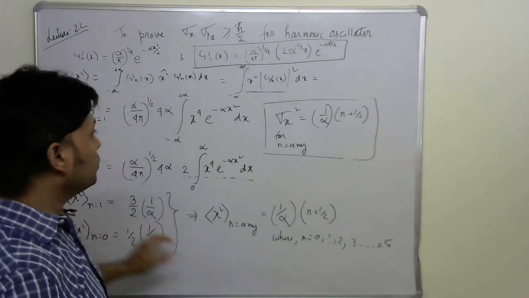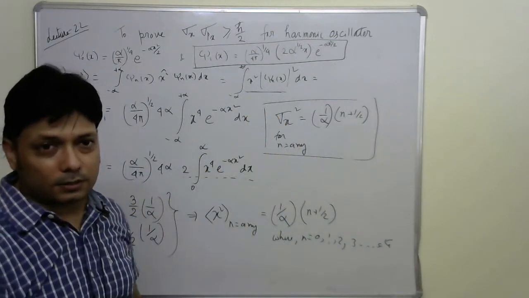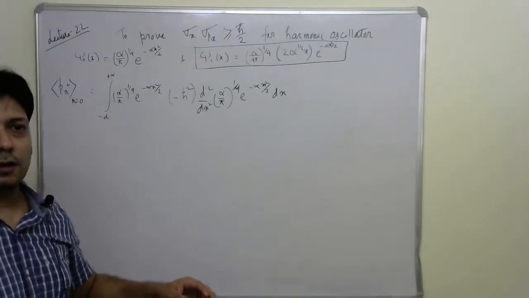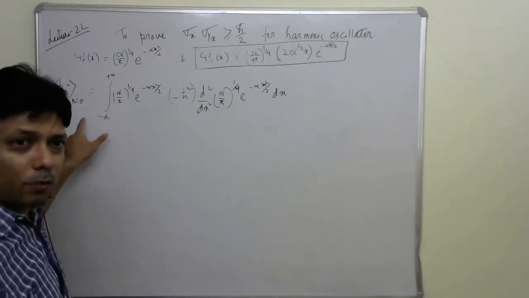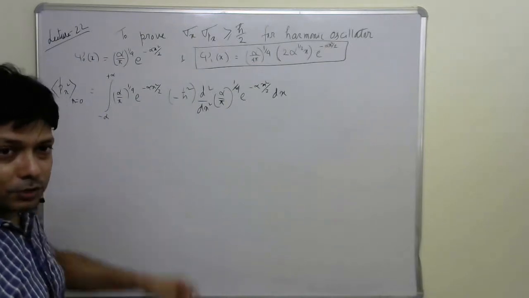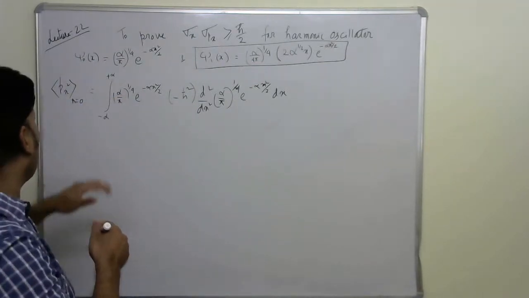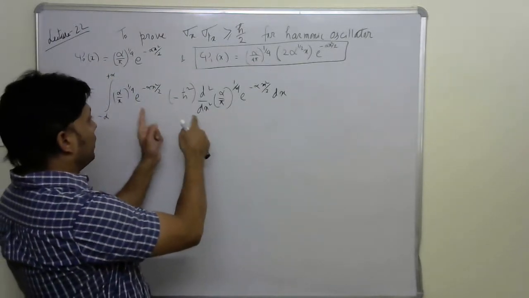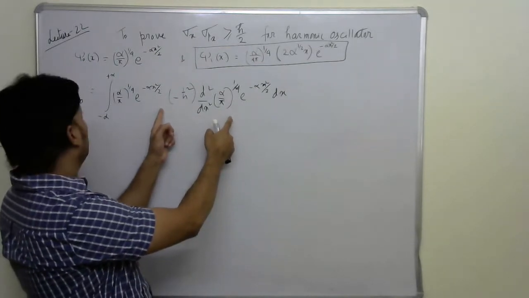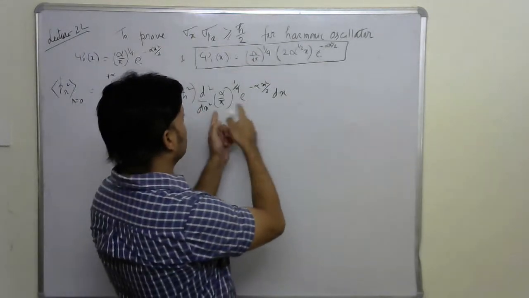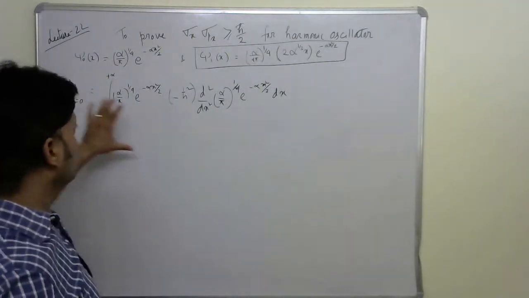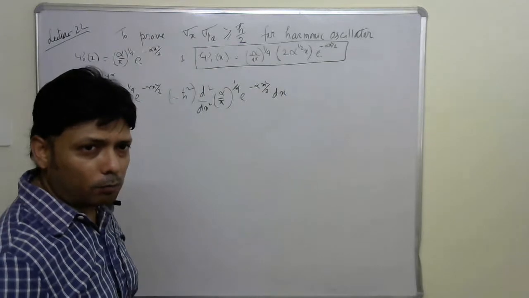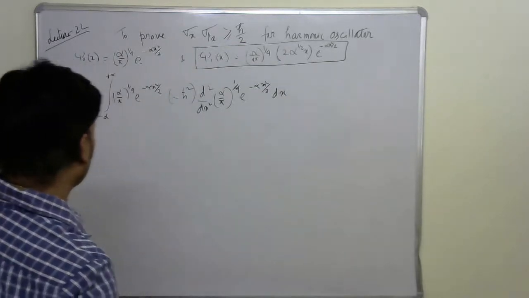Okay, so now we have to do the same exercise for sigma px. Let's work it out once again. So now we are going to find the average of px square at n is equal to 0. You see this is the expression for psi 0 of x, and then multiplied by the operator for p square x, and then again it's operating on psi 0 of x dx. This is a pretty long expression, and a little bit of heavy calculation is involved.